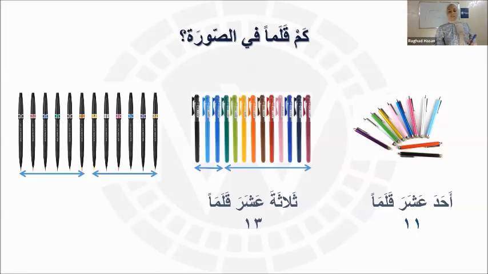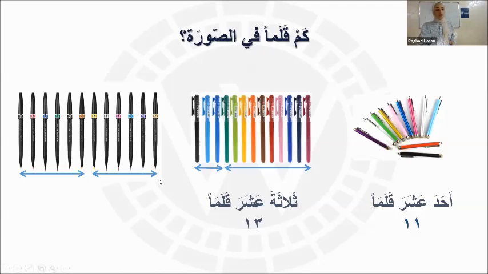And last picture is عارف. مرحباً يا عارف. أهلاً يا أستاذي. أهلاً بك. كم قلماً في الصورة يا عارف؟ يلا واحد, اثنان, ثلاثة, أربعة, خمسة, ستة, سبعة, ثمانية, تسعة, عشرة, أحد عشر, and 13 قلماً. اثنا عشر قلماً. ممتاز. شكراً يا عارف. شكراً. جزاك الله. عفواً. So هنا يوجد 12 قلماً.